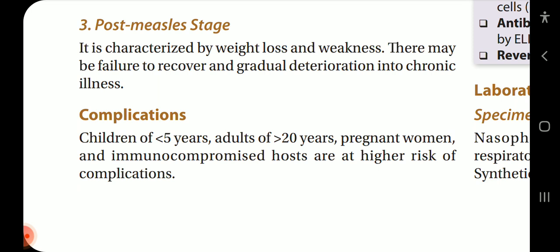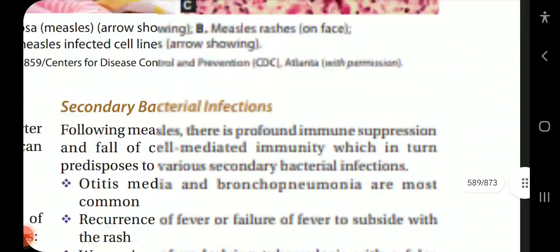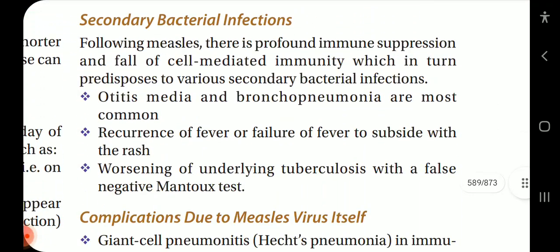Complications: children of less than 5 years, adults of more than 20 years, pregnant women, and immunocompromised hosts are at high risk of complications. Secondary bacterial infection: following measles, there is a profound immune suppression and fall of cell-mediated immunity, which in turn predisposes to various secondary bacterial infections. Otitis media and bronchopneumonia are the most common.